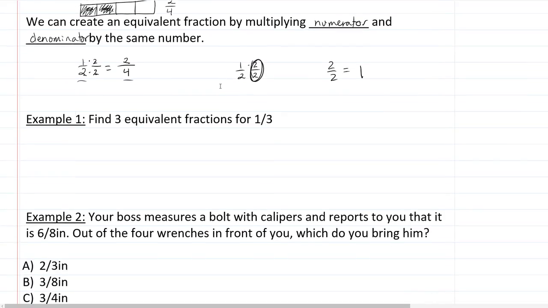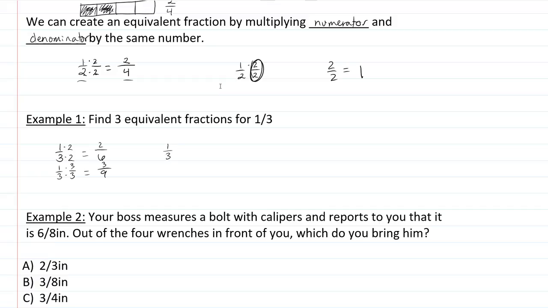Find 3 equivalent fractions for 1/3. So let's write out 1/3. Let's multiply top and bottom by 2. There's one way to get an equivalent fraction. So this is 1 times 2 is 2, and 3 times 2 is 6. So 2 over 6 is an equivalent fraction. Now let's multiply top and bottom by 3, right? 1 times 3 is 3, and 3 times 3 is 9. So 3/9 is an equivalent fraction.